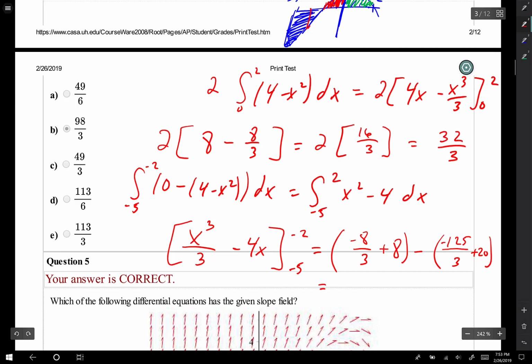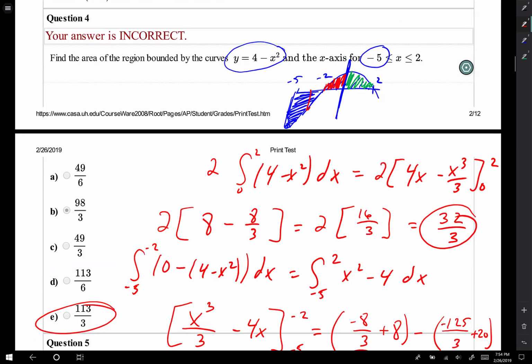Let me see what that is. Taking my little calculator: -8 over 3 plus 8 minus -125 over 3 plus 20, and I get 27. Now I add that number and this number, so 27 plus 32 over 3, and I get 113 over 3. There you go.